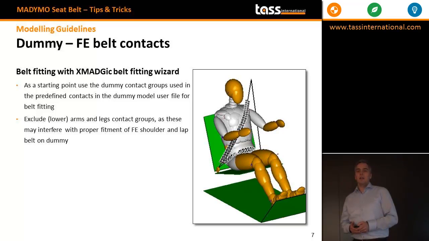Another important feature to know is the belt fitting wizard in our preprocessor MADYMO workspace XMagic. We have a belt fitting wizard that helps you place the FE belt segments onto an occupant model. For that you need to define certain groups, and it's good to know that for the dummy we have predefined contact groups, and as I just mentioned, in the predefined contact there are a number of groups available, and it's good to use those groups as a starting point to fit your belt on your occupant model. Sometimes it's wise to exclude the lower arms, for instance, or to exclude the legs from the belt fitting, as the belt fitter might not be able to give a proper fit when these groups are included.